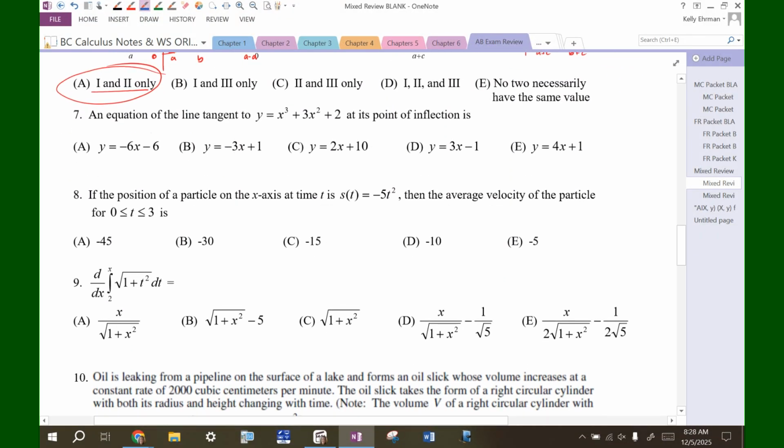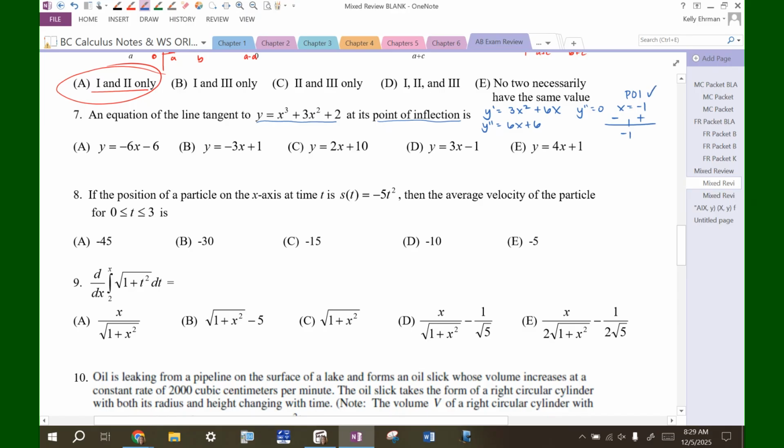An equation of the line tangent to this graph at its point of inflection is what? So we need to figure out the point of inflection and then come up with the tangent line. So y prime is equal to 3x squared plus 6x. Y double prime is equal to 6x plus 6. Y double prime is equal to 0 when x equals -1. And y double prime definitely changes signs. So that is a point of inflection.